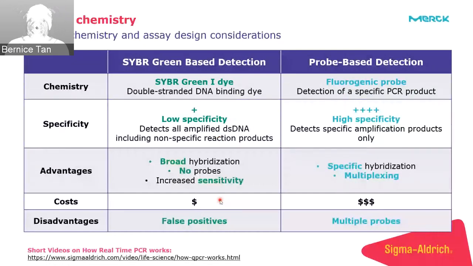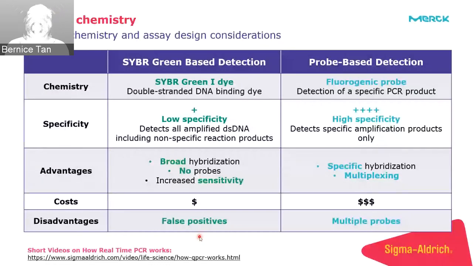Now the disadvantage is it can pick up non-specific products, but you can check this with your SYBR Green assays by running a melt curve analysis, as well as running your products on an agarose gel post-PCR. We'll talk more about these later on.